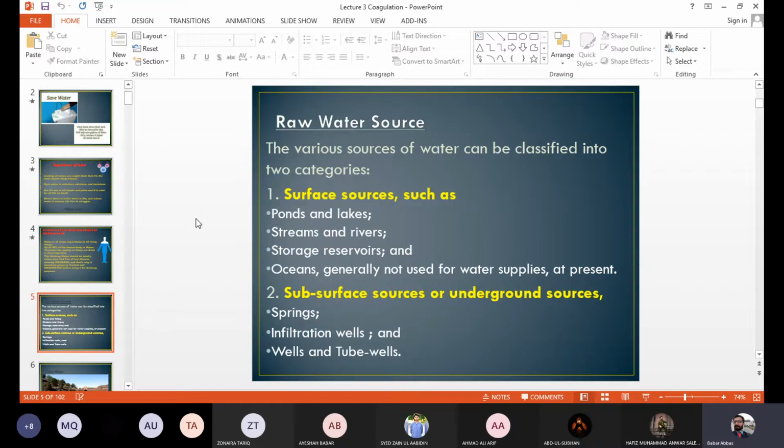That is the most advanced method of water treatment, and they call it desalination. We would be discussing it after the completion of all the water treatment processes and designing. We would be discussing different examples and treatment technologies as well. Then comes the underground water resources like springs, infiltration wells, wells and tube wells.